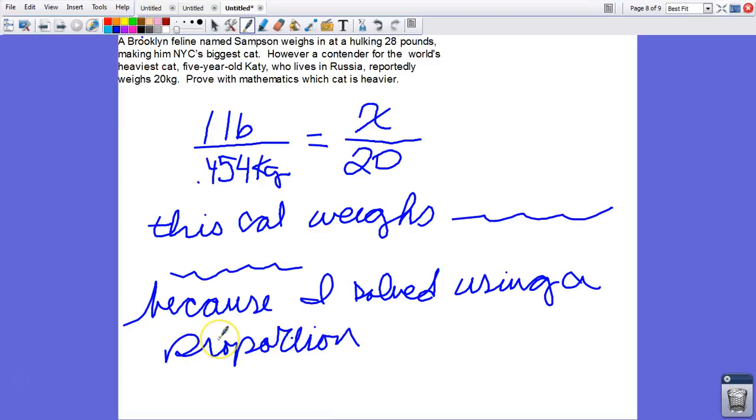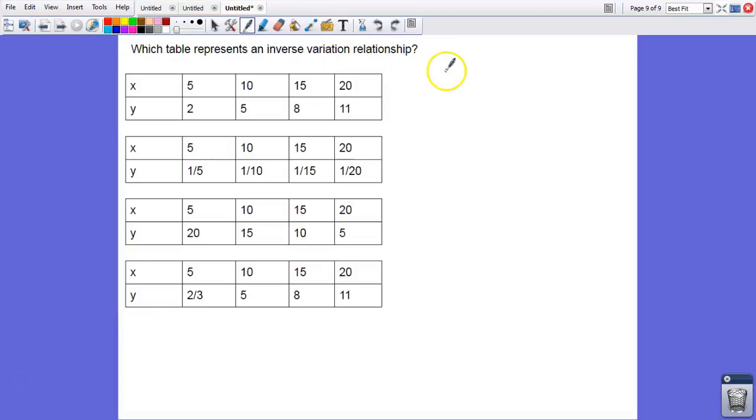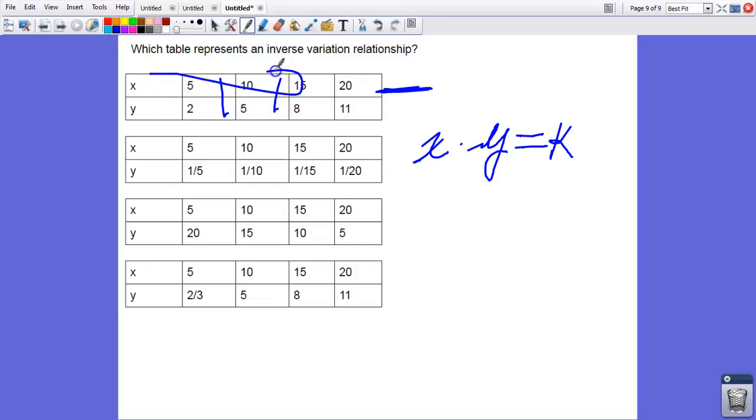All right, you guys, was that the last question? Oh, there's one more question. Which table has an inverse variation? So which table do I take the x times the y and I get the same number each time? I get k each time. 5 times 2 is 10. Let's take a look at this one, right? 5 times 2 is 10. 5 times 10 is 50. So this is not it, right?